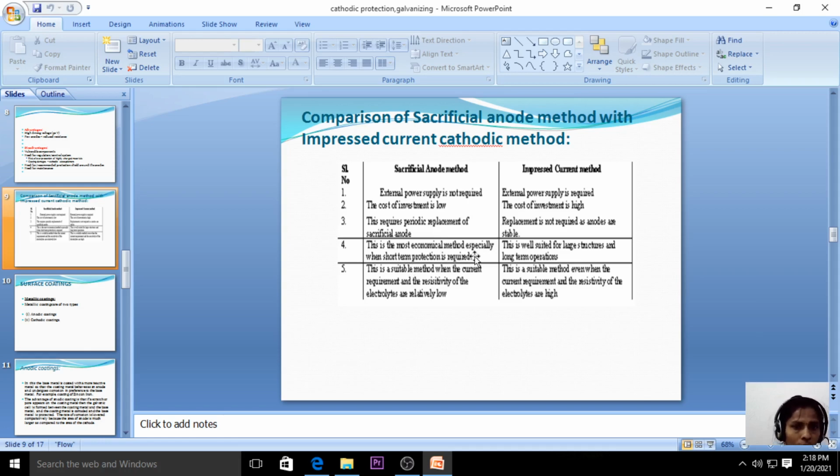Sacrificial anodic protection is the most economical method, especially when short-term protection is required, whereas impressed current cathodic protection is useful for the long term. Sacrificial protection is a suitable method when the current requirement is low and the resistivity of the electrolyte is low. But impressed current cathodic protection is suitable where the current requirement and the resistivity are high. So these are the differences between sacrificial anodic protection and impressed current cathodic protection.